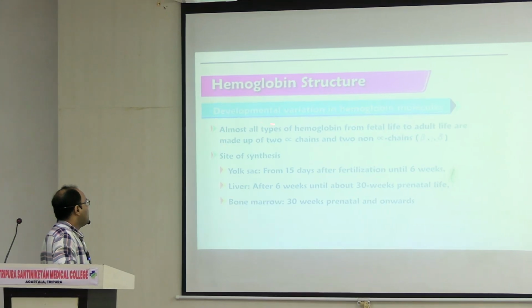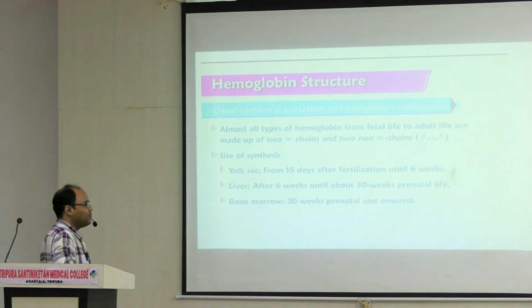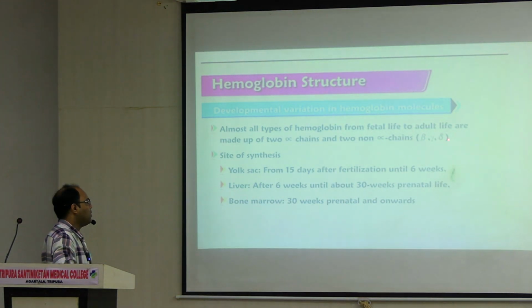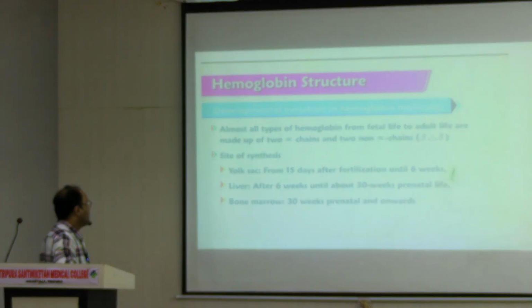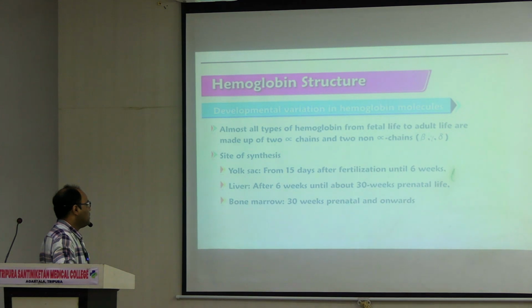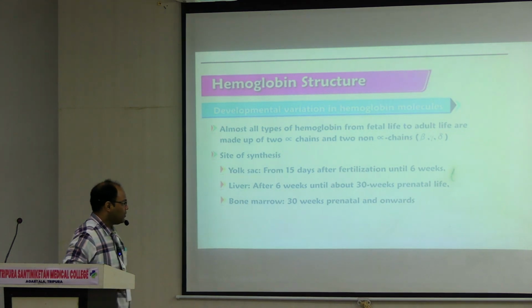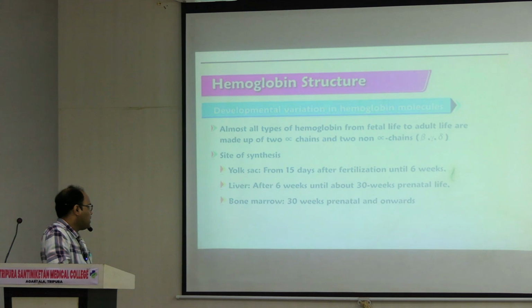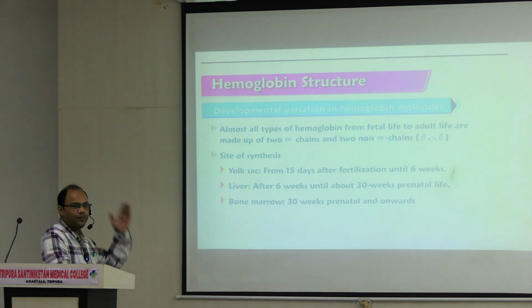Next is developmental variations of the hemoglobin molecule. This is very important. Why? I am telling you later. Almost all types of hemoglobin from fetal life to adult life are made up of 2 alpha chains and 2 non-alpha chains, either beta, gamma or delta. Synthesis starts from 15 days of fertilization up to 6 weeks. And in the liver after 6 weeks until 30 weeks of prenatal life. And next, after 30 weeks it is going to bone marrow and some flat bones in the skull.